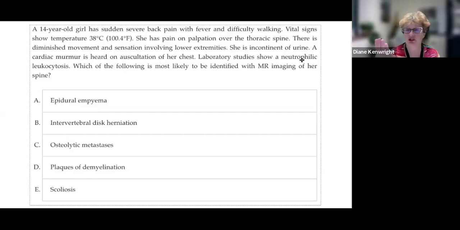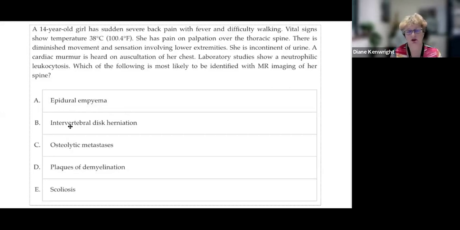She's got her fever. She's got raised white blood count. And she also has a cardiac murmur. So we're kind of putting it together now. She's 14. She's got a murmur, maybe infective endocarditis, which has broken off and metastasized to the lower spinal area, cauda equina area. So what might she have here? So probably she's got an epidural empyema. So she's got cauda equina syndrome from an abscess, an epidural abscess forming.